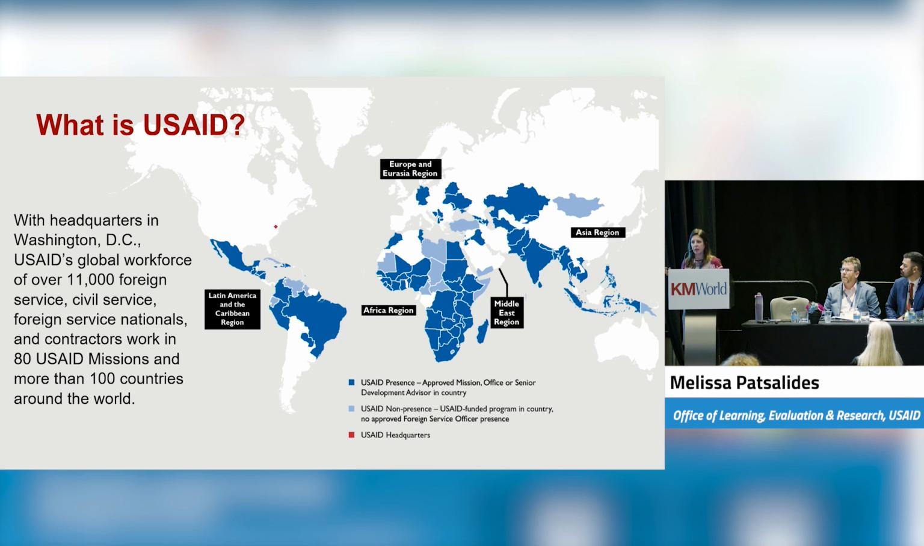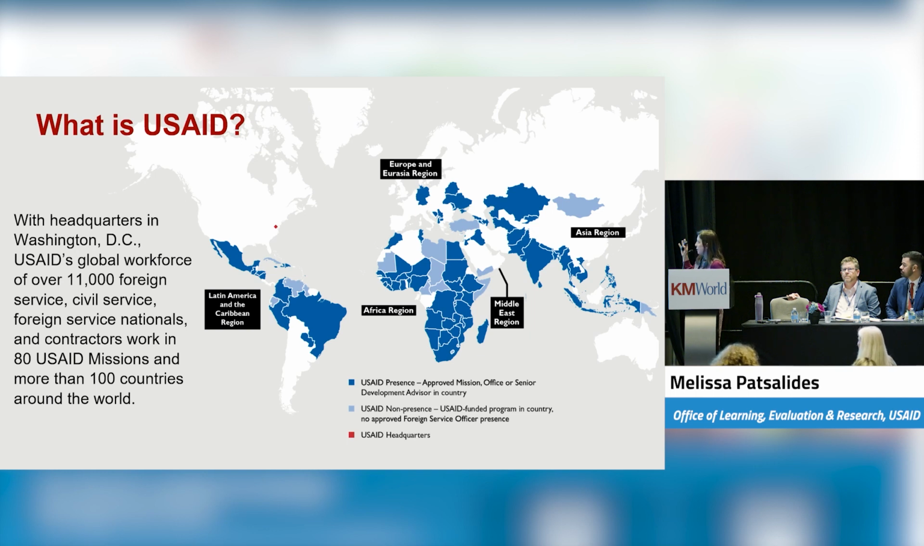So just quickly, the U.S. Agency for International Development, if you're not aware, is a federal government agency. We're the primary foreign assistance providing U.S. government agency. We have a very globally dispersed workforce. We work in over 100 countries, with overseas offices that we call missions in 80 countries. We work in a wide range of sectors, from health to education to agriculture to democracy and governance to crisis and stabilization to disaster response after natural disasters. So our work spans the gamut of the kinds of things that can be done.